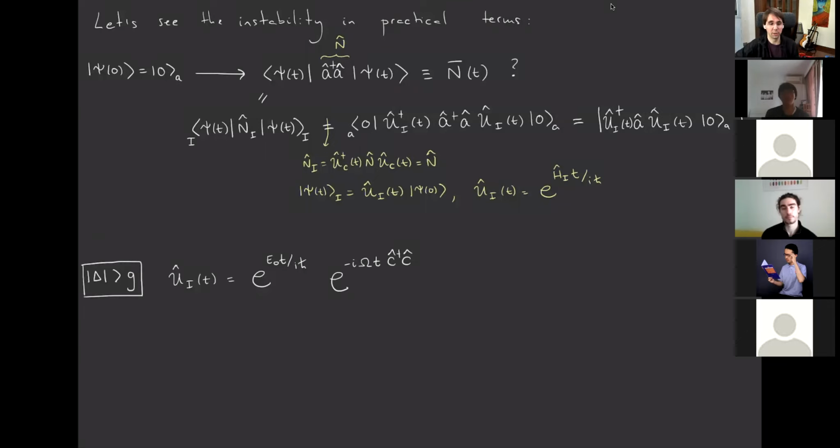This is a very simple Hamiltonian because it's just free evolution of the Bogoliubov mode. And we know how to deal with this very easily. In particular, we have that n of t will be equal to the absolute value, so the norm square, of this transformation acting on the vacuum state of A.